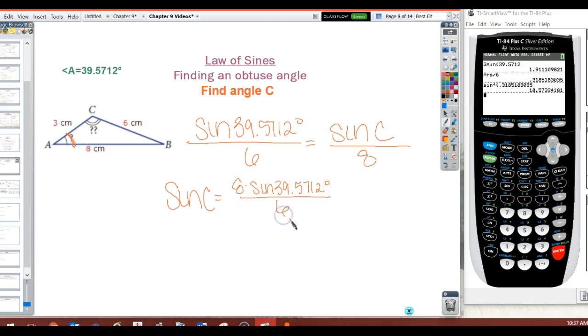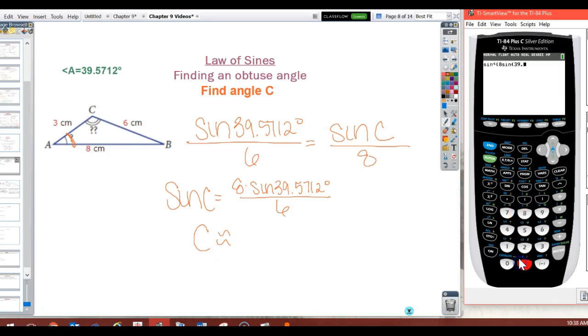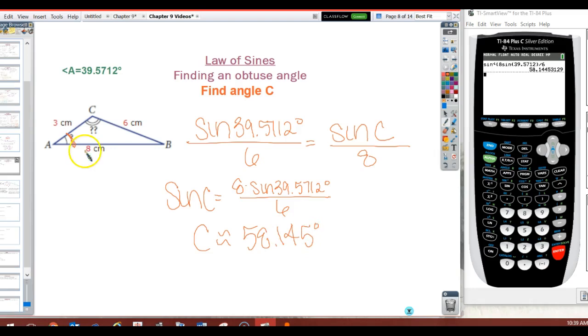Again, we'll cross multiply. When you get sine of C alone, it will end up being 8 times the sine of this 39 degree angle divided by 6. And keep in mind, we're going to take the inverse of this. So I'm going to go ahead and type that entire thing into my calculator. So sine inverse of 8 times the sine of 39.5712. Make sure that you close the parentheses around that angle. Then you can go ahead and divide by 6. And so what I end up getting for angle C is 58.145 degrees.